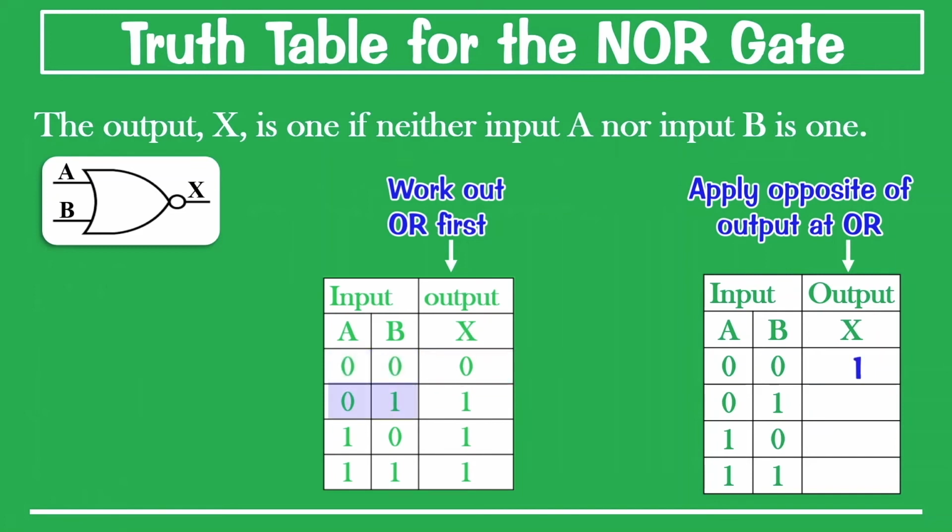We can also move on to the next one, which is 0 or 1 equals 1. That will be not 1, which equals 0. The next one, 1 or 0 equals 1. That will be not 1 equal to 0. And finally, 1 or 1 equals 1. That will be not 1 equals 0.